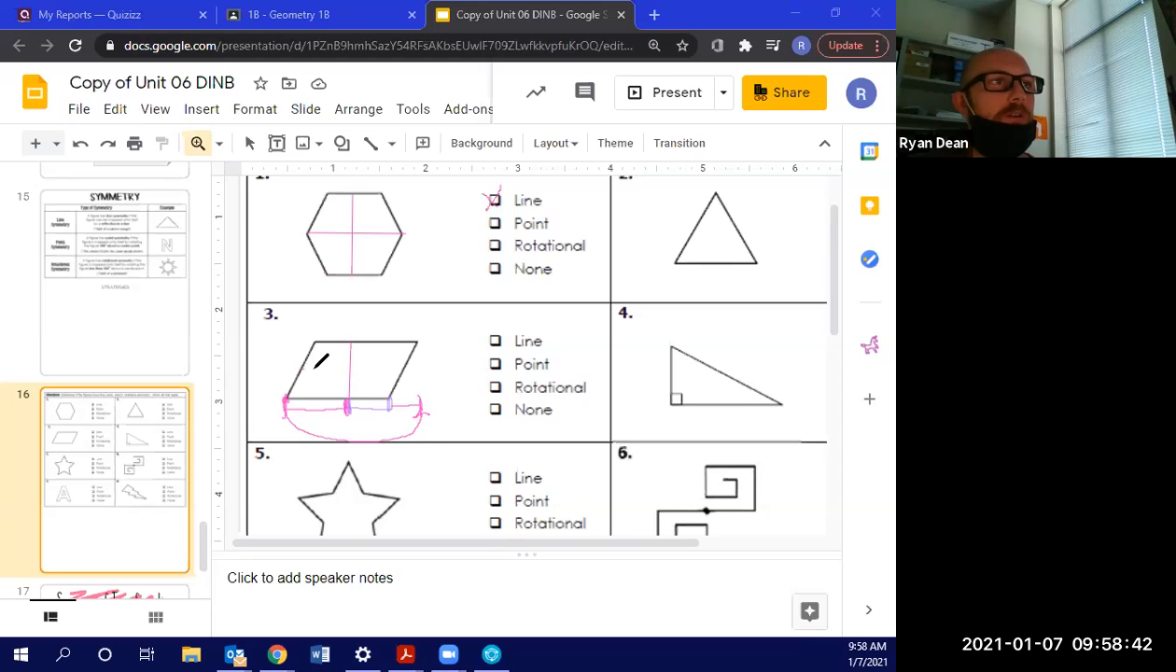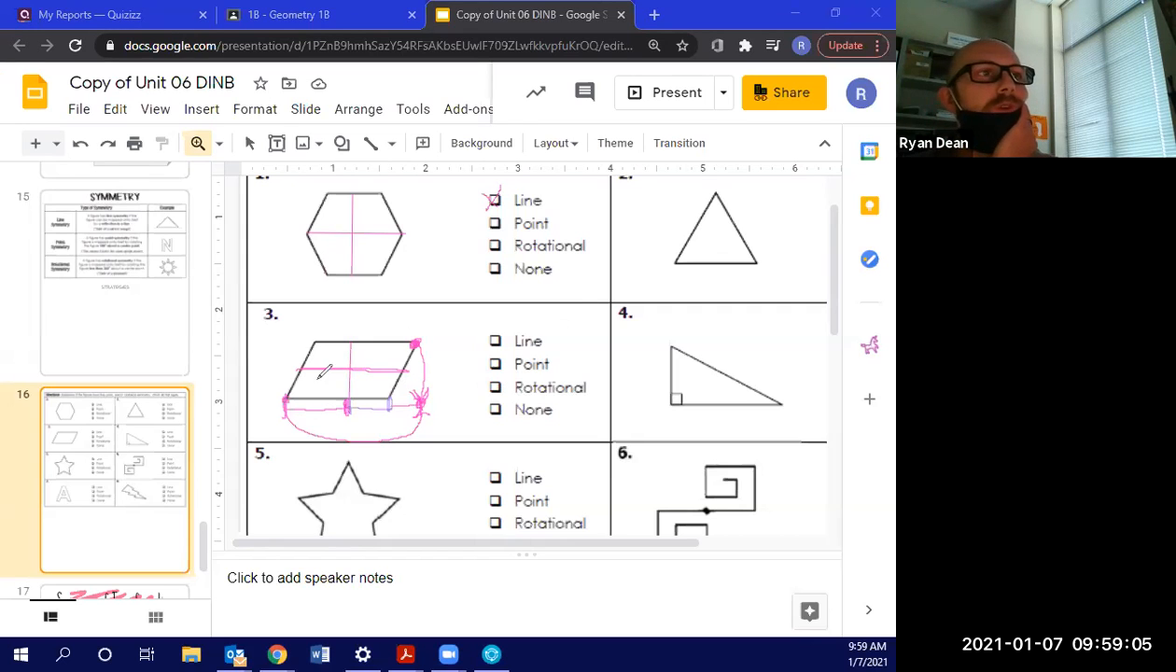If you were to fold across this horizontal line, it would do the same thing. This one's a little bit easier to see because this point right here up in the top right would come straight down like this. It'll be right here. So this specific one does not have the line symmetry.